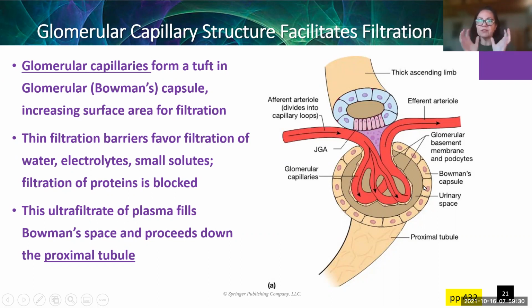So there's a real fine mesh, if you will, that, if it's working right, is not going to allow any of the cells through. It's not even going to allow proteins through. And that's Bowman's capsule, or the glomerular capsule, which means the same thing. And so this is the stuff that's going to proceed down through the proximal tubule.